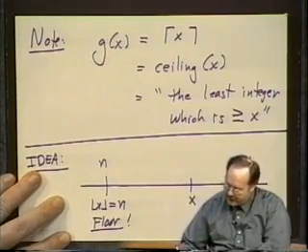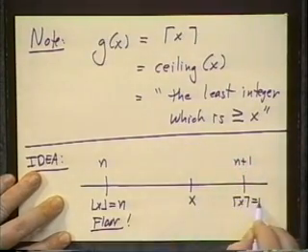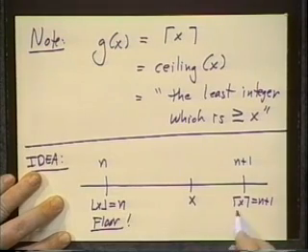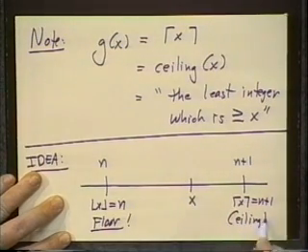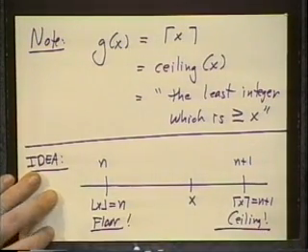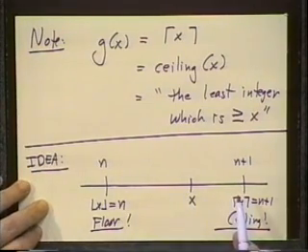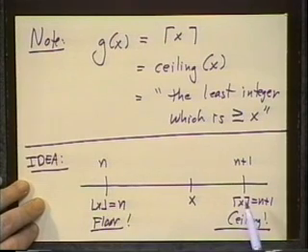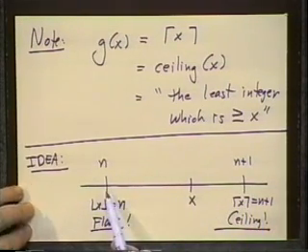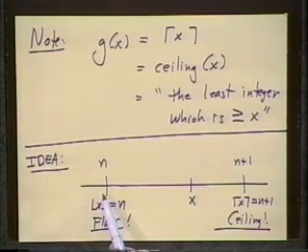Likewise, n plus 1 is the ceiling. The ceiling of x is n plus 1. This is the ceiling. That's why they're called floor and ceiling. So x is always bounded on either side by an integer. And the one below is the floor, the one above is the ceiling. And of course, if x is equal to an integer, then it is its own floor and ceiling.